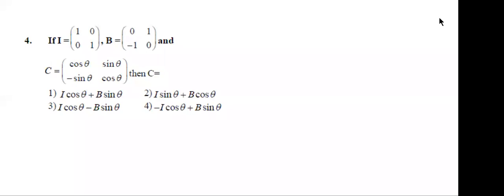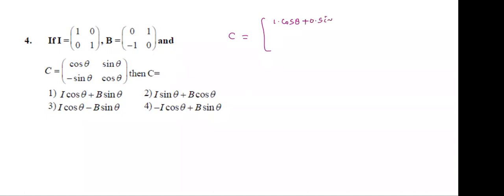I is 1 0 0 1, B is 0 1 minus 1 0, and C is cos theta sin theta minus sin theta cos theta. Then C, in terms of I and B, we need to write. Students, how to write this? Here, different terms are there, cos and sin. C is equal to, cos theta is there, so I am writing like this: 1 into cos theta plus 0 into sin theta.